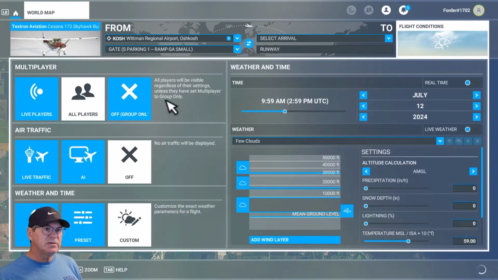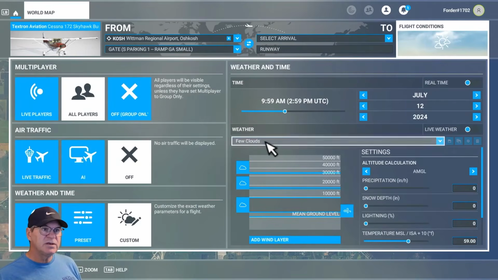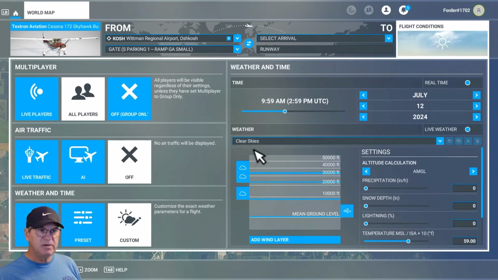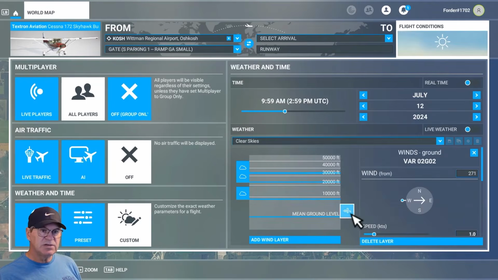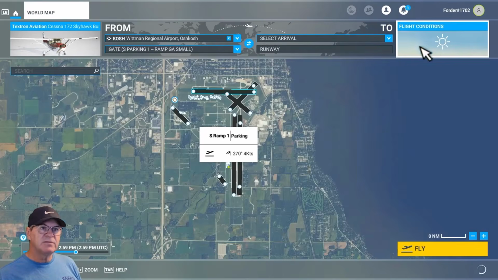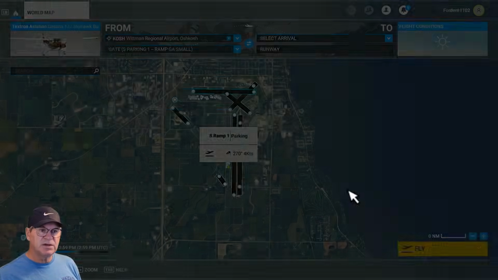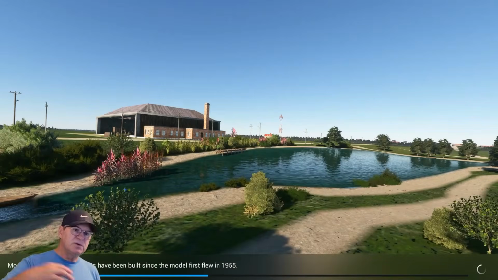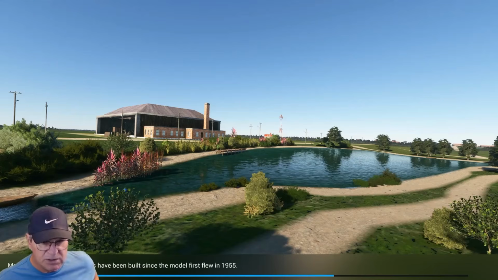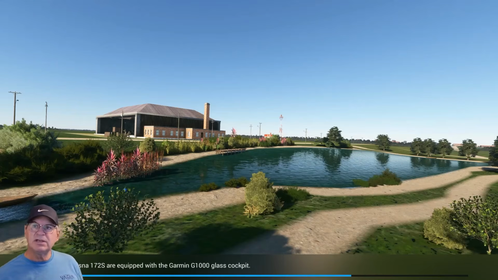All right. Flight conditions. You want to make sure you're on clear. It says few clouds. Make sure you're on clear skies. Easier to see people, but that's what they suggest. Also make sure that your wind is down to 0. All right. Everybody the same. We're going to be doing 2 for our altimeter, and away we go. Let's do this demonstration. And what we're going to do is the 7 steps.